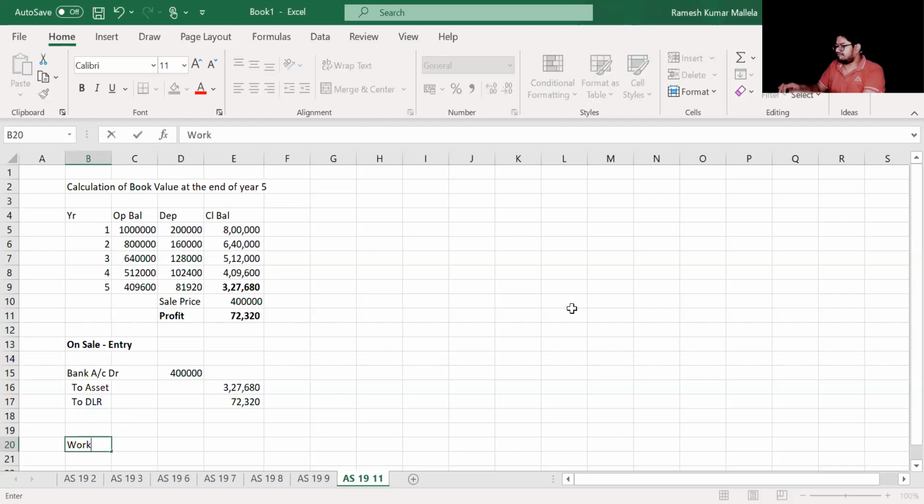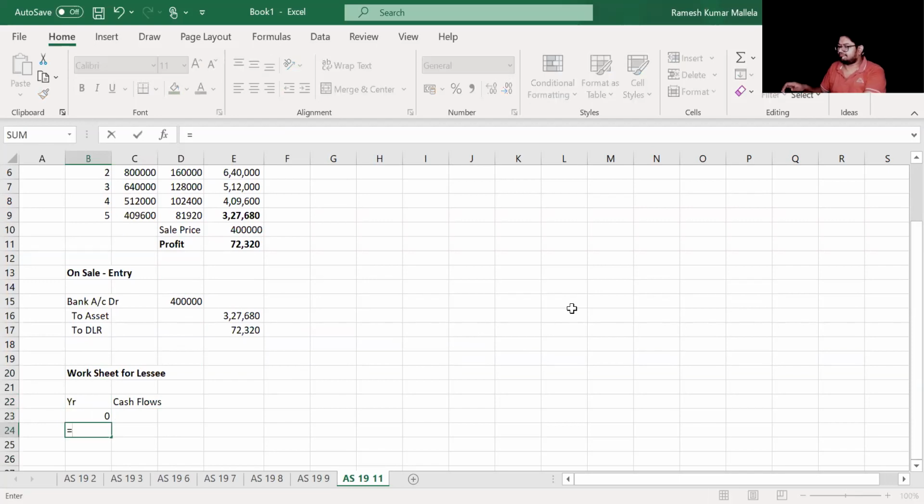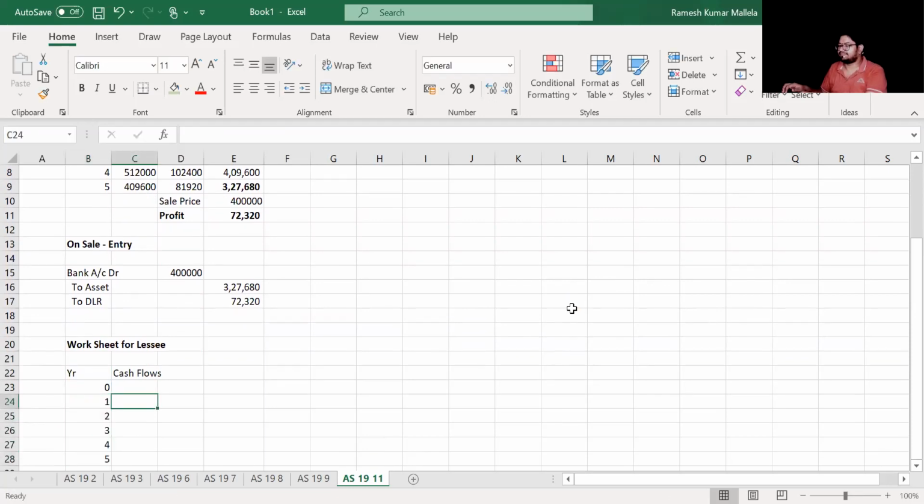Now let us prepare the worksheet for lessee. Worksheet for lessee I'm preparing. Please see year and cash flows. Okay. So year 0 would not be there. Only from 1 we are supposed to take, 5 years. Okay. Each year 1 lakh is the cash flow. Okay. I'll take it as full value otherwise. So in the 5th year alone it is 2 lakhs because there is GRV also.